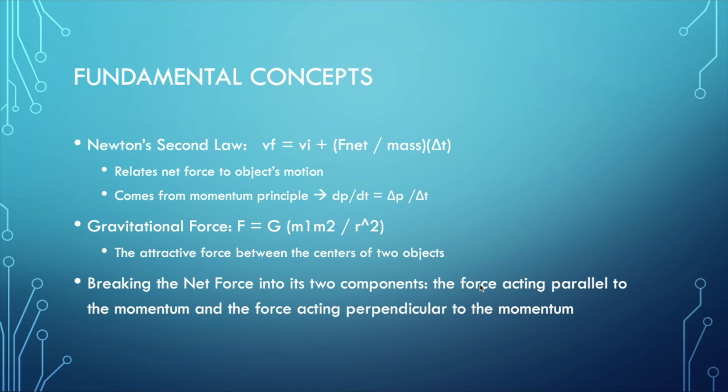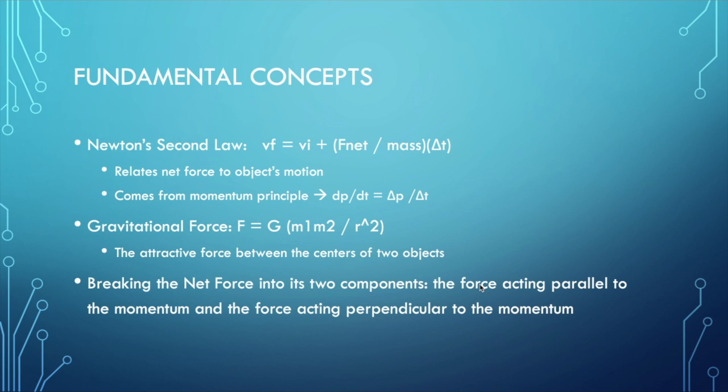Just the fundamental concepts involved with this lab. We had Newton's second law again: final velocity equals initial velocity plus net force divided by mass times the change in time, which relates net force to the object's motion and is derived from the momentum principle, which we've discussed throughout the semester. And we also use the gravitational force equation, which is force equals the gravitational constant times mass of object 1 times mass of object 2 divided by the radius squared, which gives you the attractive force between the centers of two objects.